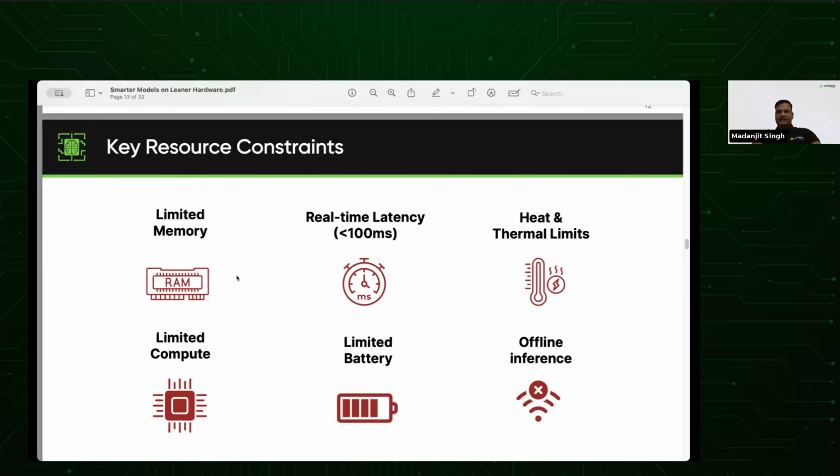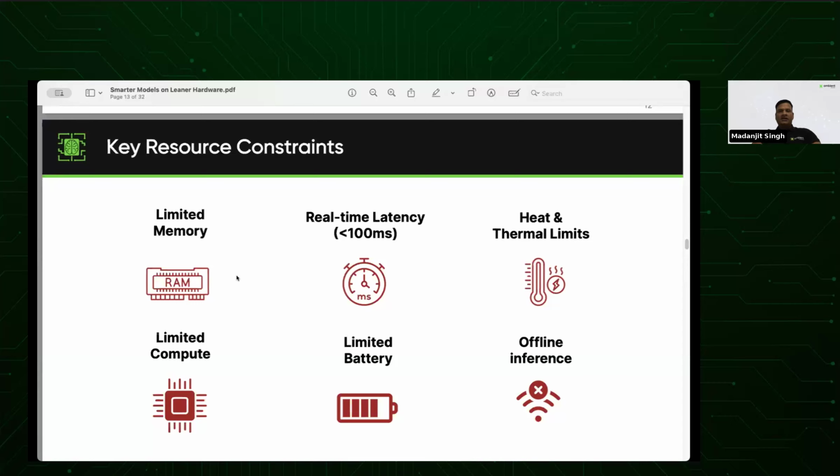Key resource constraints for edge or micro edge devices. First is memory. They have limited memory, in KBs. In some cases you see 2 MB, 4 MB, or 8 MB, but mostly it's going to be 256 kilobytes or 128 kilobytes. To run a model, you have to make it smaller by compressing and quantizing it. The second is latency, where a fast, real-time response is required.